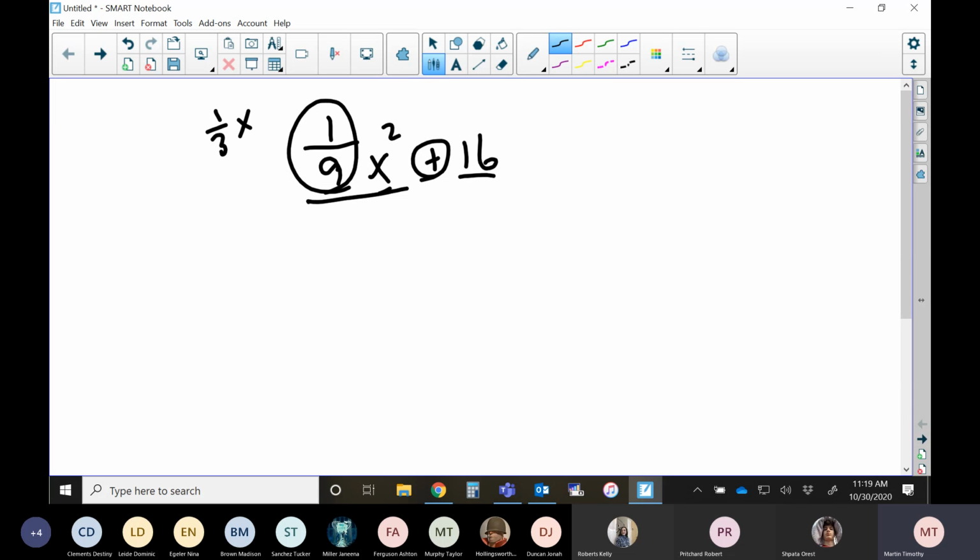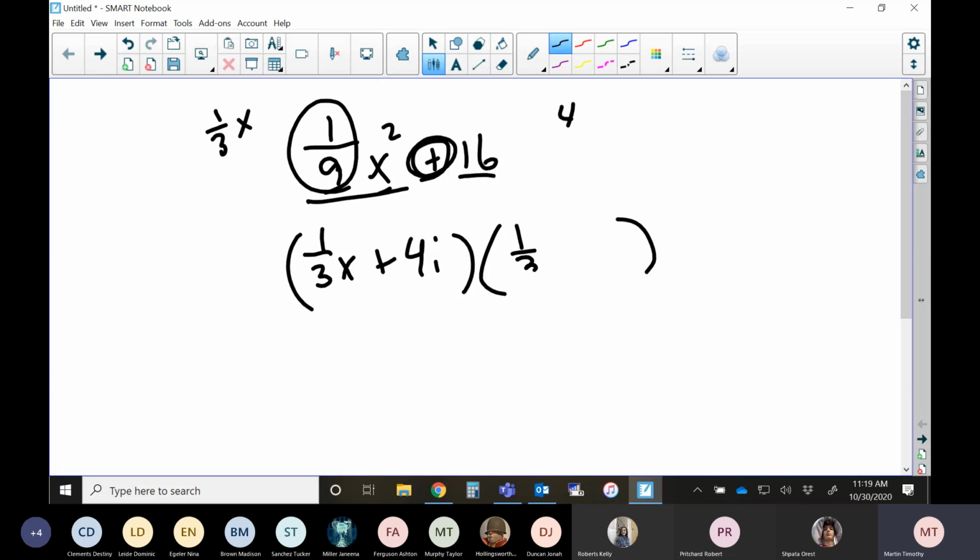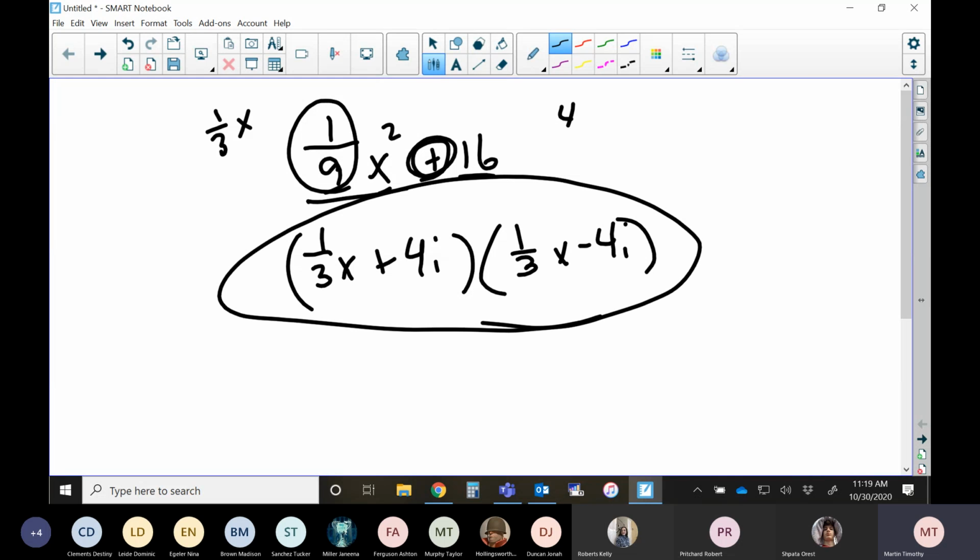Does this have a square root? Yes, it does. It's 4. Since this is a plus sign, I know it's going to be difference of squares, but over the imaginary number system, meaning I'm going to do 1/3 x plus 4i and 1/3 x minus 4i. Does anyone have any questions on what I just showed you there?